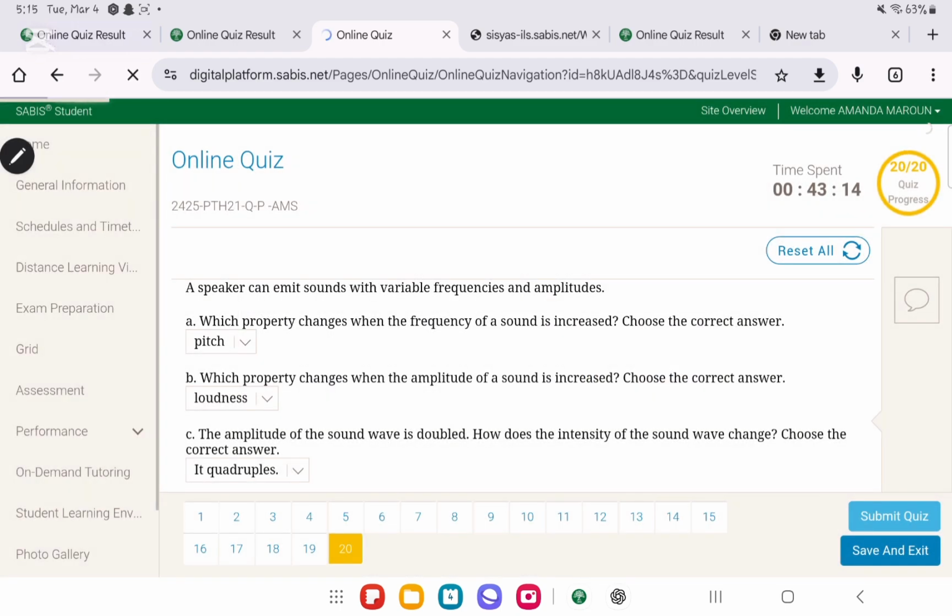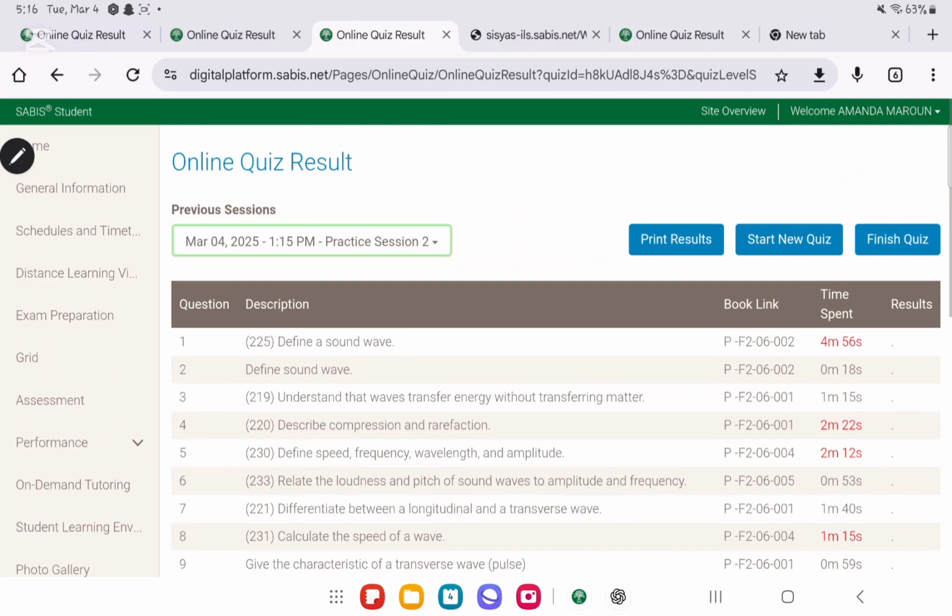So let's submit, and hopefully there are no mistakes. So thank God we don't have any mistakes.